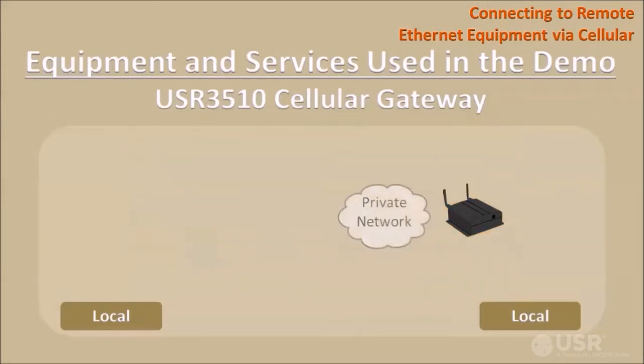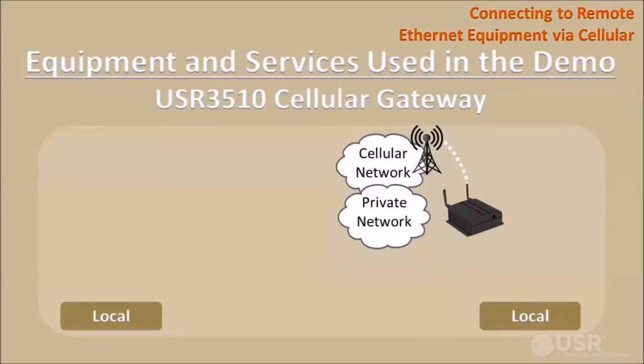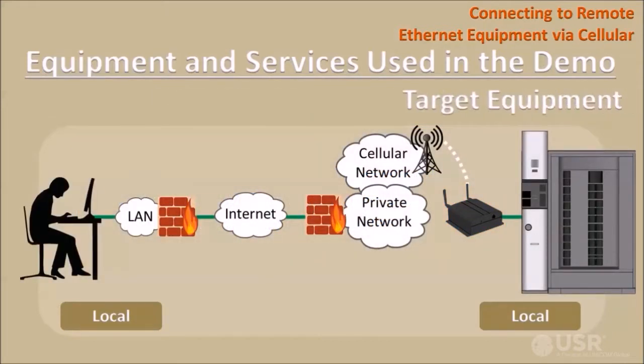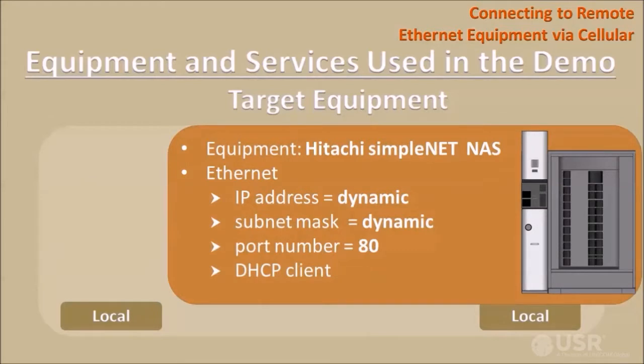The gateway has been set up with connectivity to a cellular network. For details of how to set up connectivity, watch these videos on the USR website or at the US Robotics channel on YouTube. In this demonstration, my target equipment is a Hitachi SimpleNet NAS box. At factory default, this NAS box is a DHCP client. To access its user interface, I must connect my terminal to a router and connect the router to the NAS box so the router can assign an IP address to the NAS box.